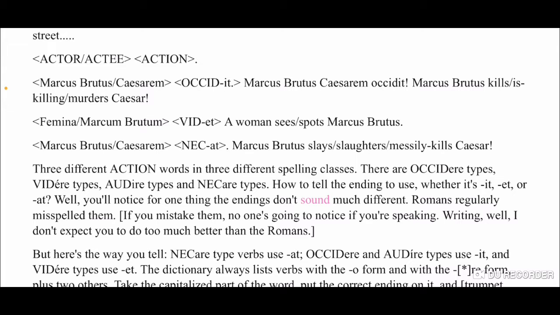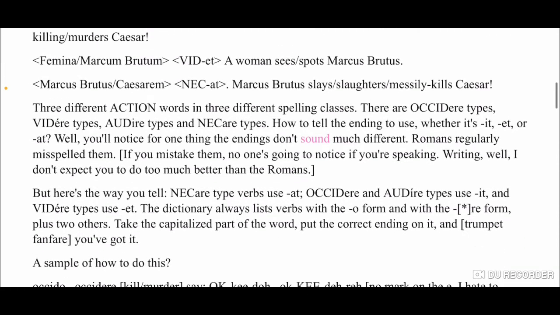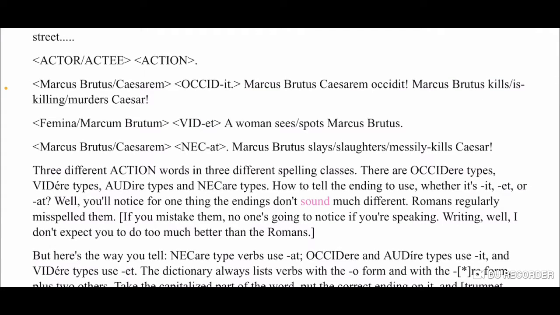Femina Marcum Brutum vidit. A woman sees, or spots, Marcus Brutus. Marcus Brutus Caesarem necat. Marcus Brutus slays, or slaughters, or simply kills Caesar: necat. We've got occidit, which is kills. We've got vidit, another verb, which is sees, like we were saying earlier, video, I see. Vidit is just sees. Necat means kills. Three different action words in three different spelling cases.